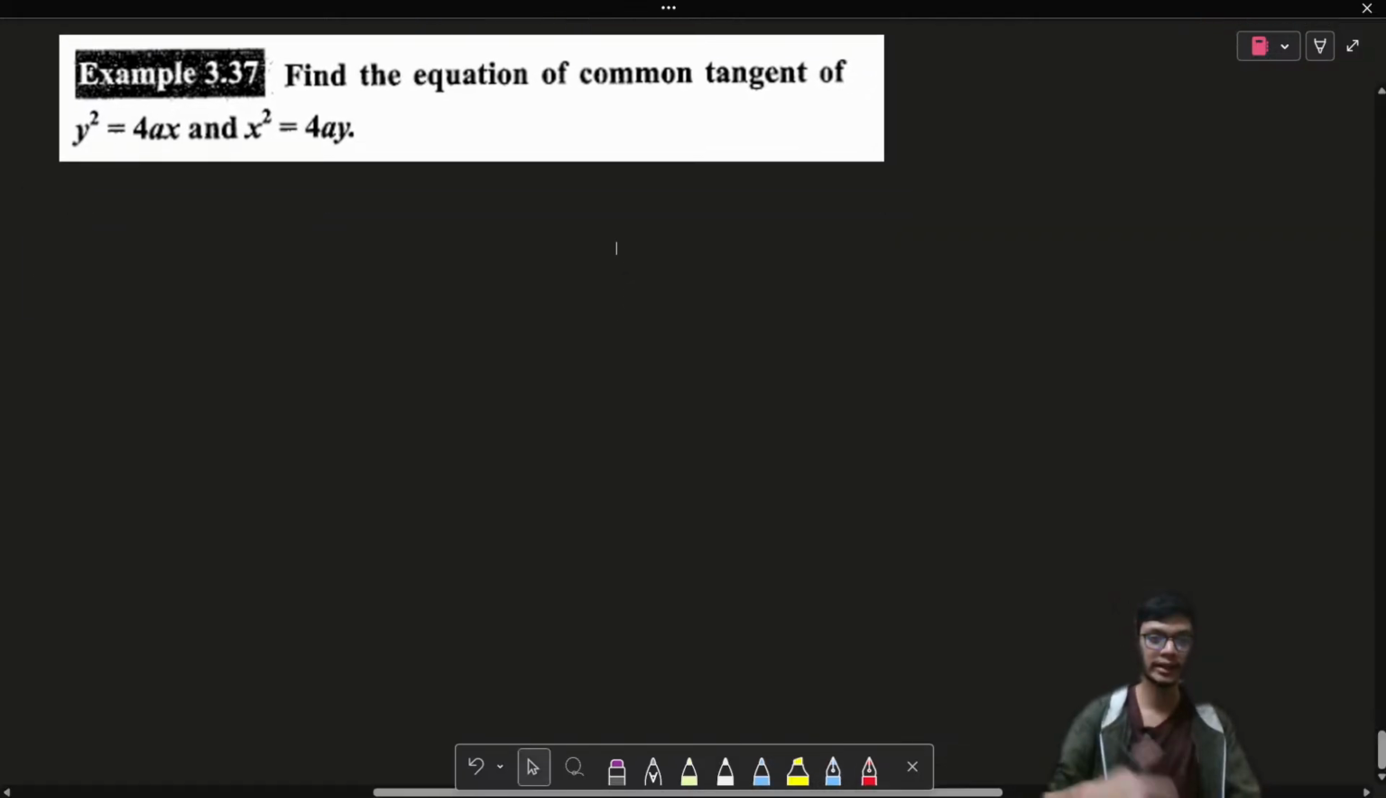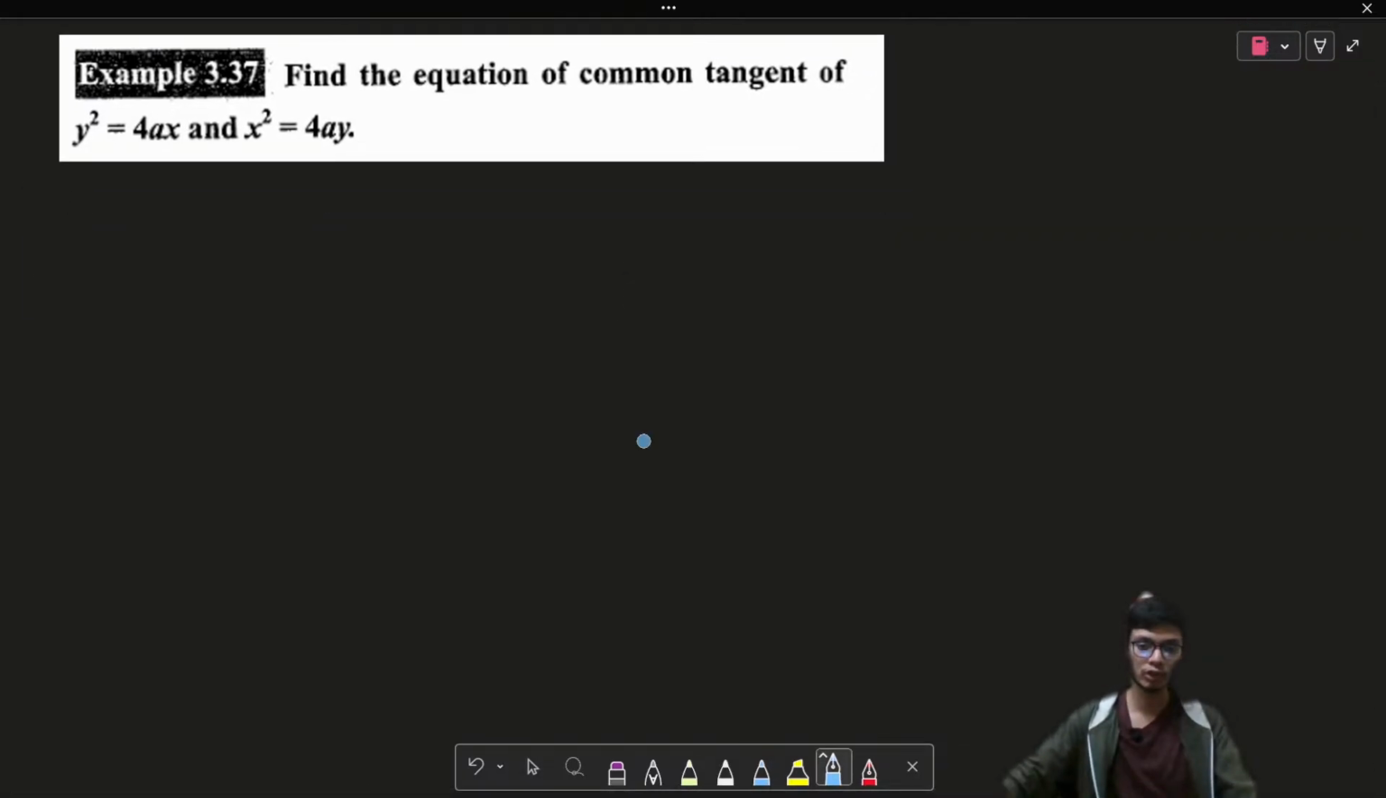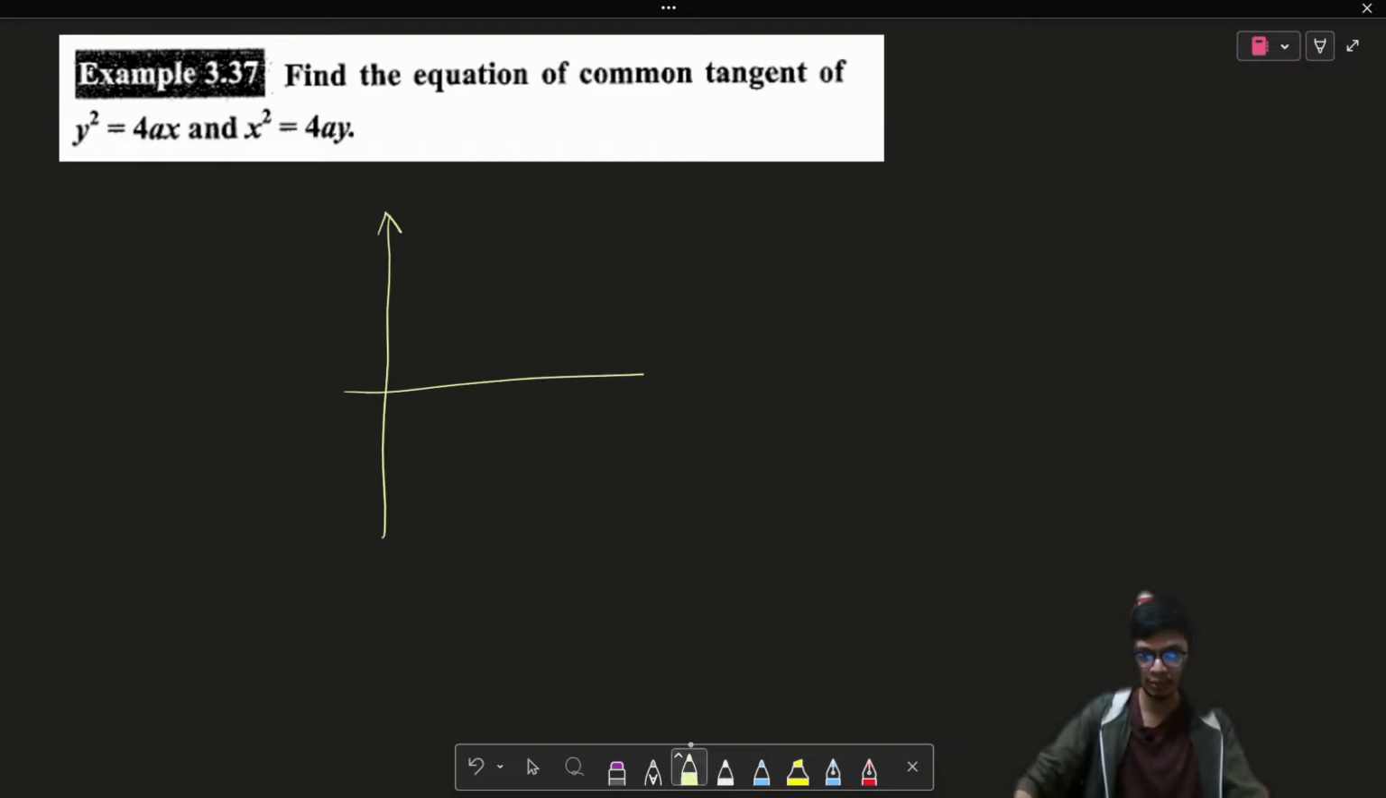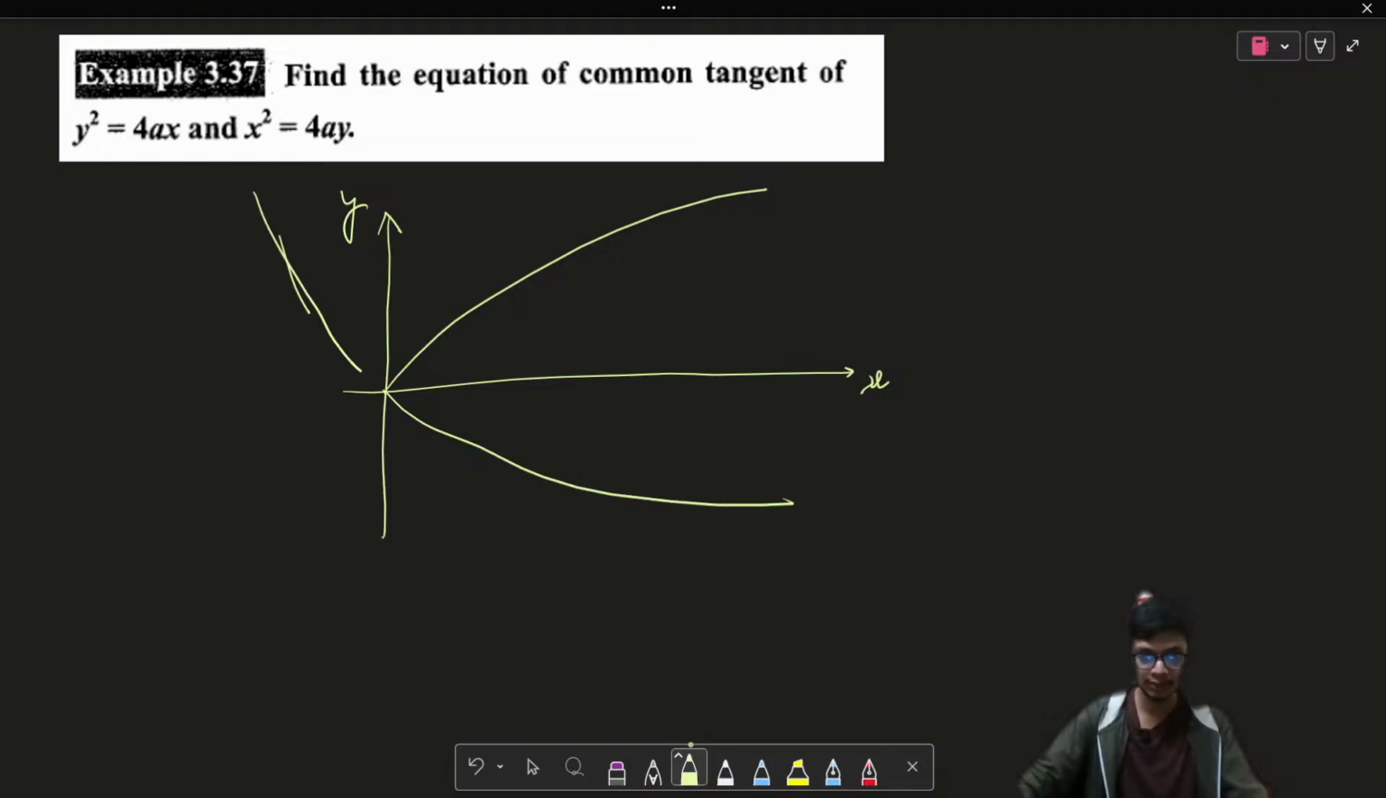If you remember, in circles also we have discussed the equation of common tangent, and similarly we are going to do the same thing for the case of parabola. So for the first parabola, it is a standard parabola like this, and the second parabola is something like this. Where this intersection point is going to be (1, 1) over here.